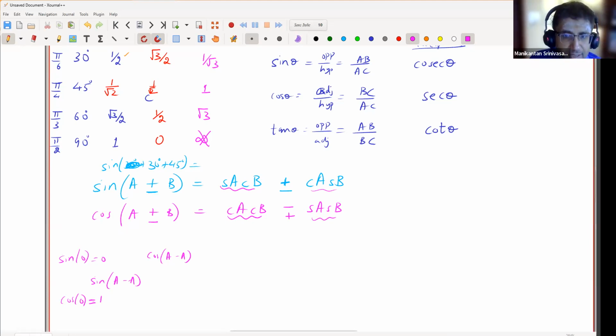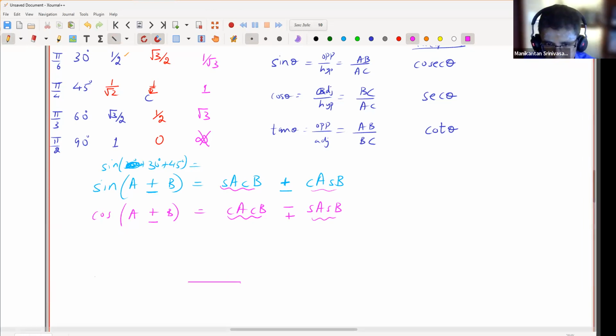By the way, why is cos square theta plus sine square theta equal to 1? Let's do that also. So in a small right angle triangle, let's draw a small right angle triangle again.